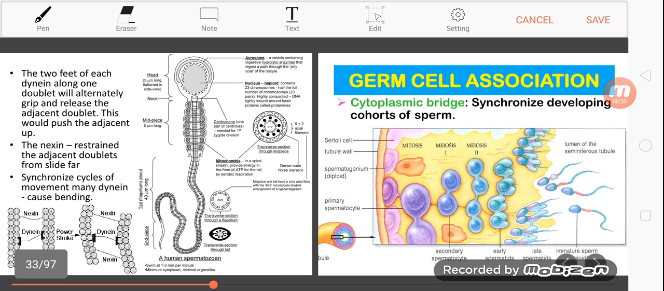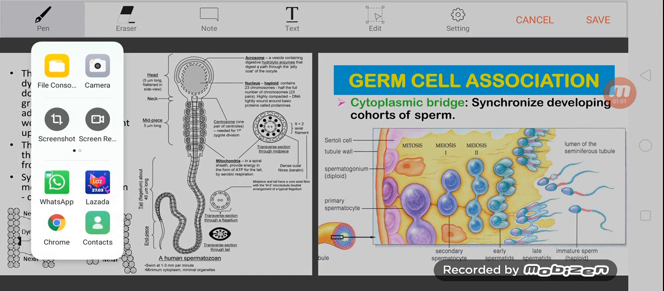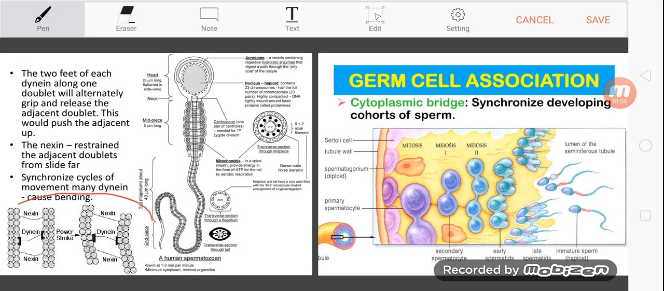The 2 feet of each dynein along one doublet will alternately grip and release the adjacent doublet. The nexin will restrain the adjacent doublet from sliding far. And then the combination of dynein and nexin, in synchronized cycles, makes the movement of the tail. Okay, I hope you can imagine this one.